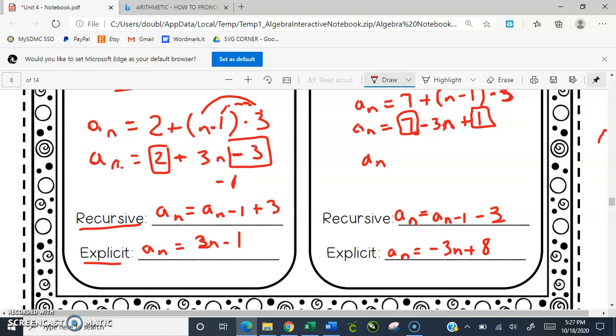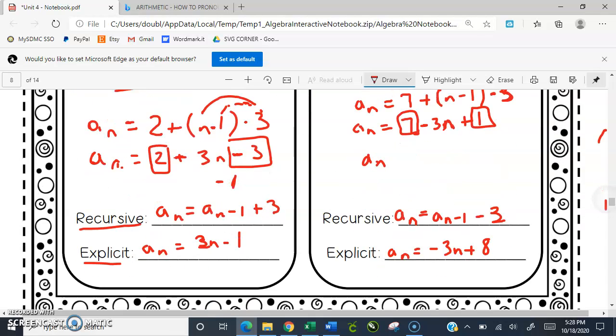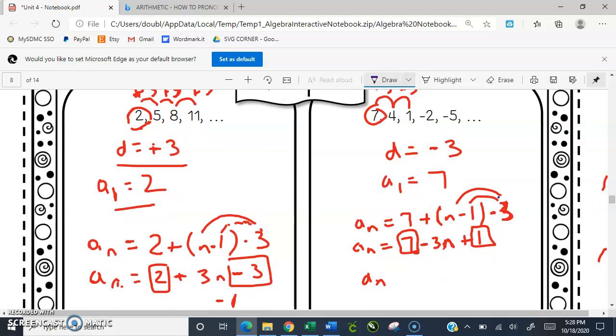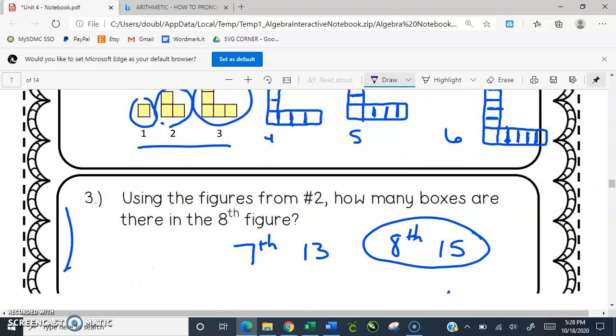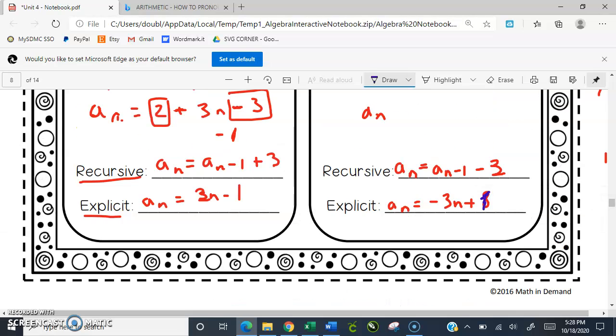Oh, I'm sorry, I messed up. Let me scoot up some, and let me change colors. I messed up. So negative 3 times negative 1 is a positive 3. Okay. So now 7 plus 3 is 10, not 8. I'm sorry. So that shouldn't be 8. That should be plus 10. See, even I mess up.